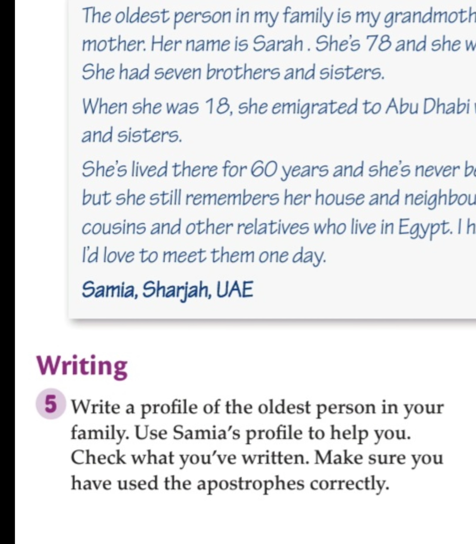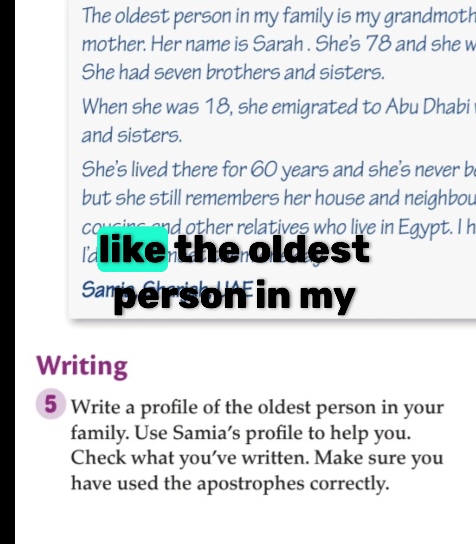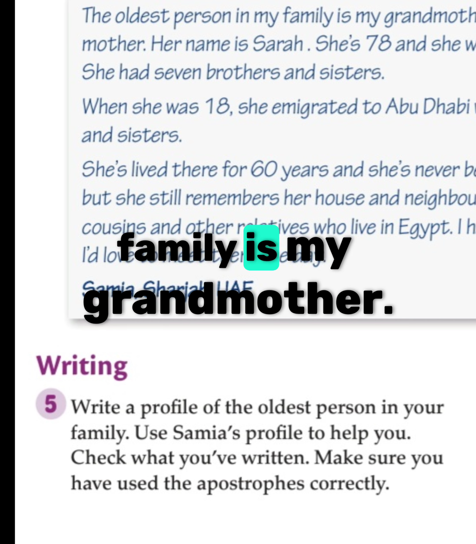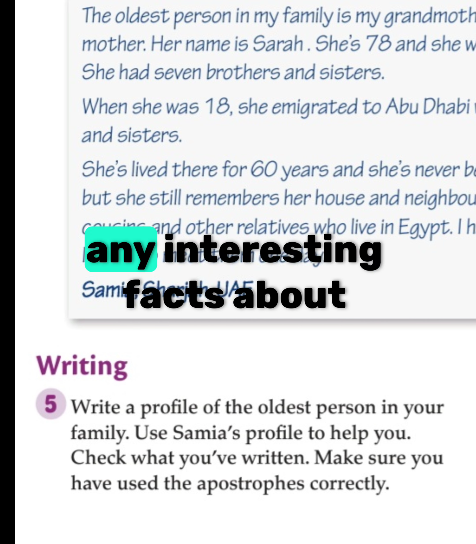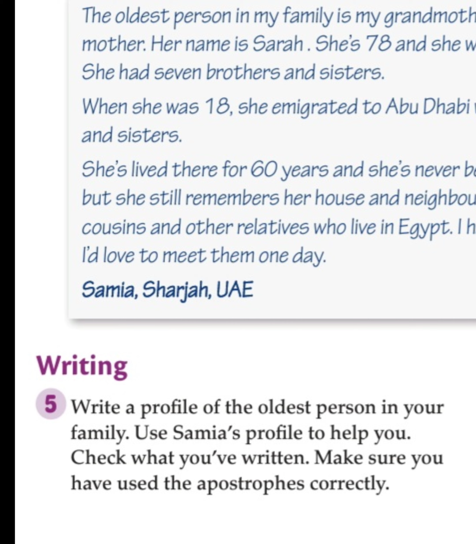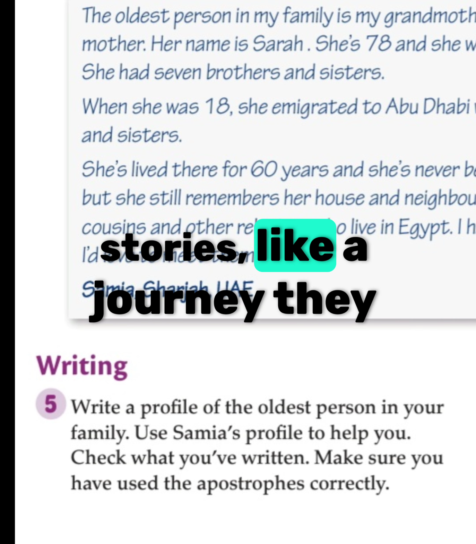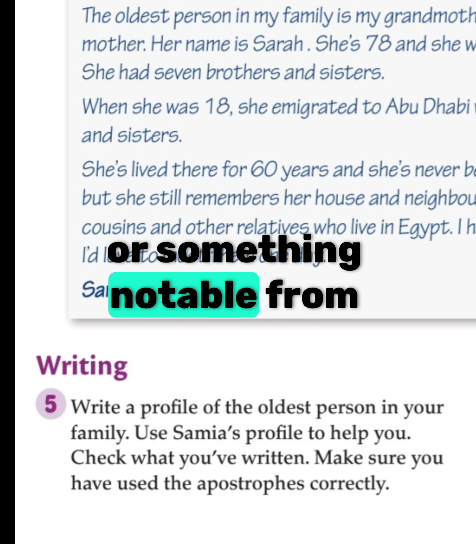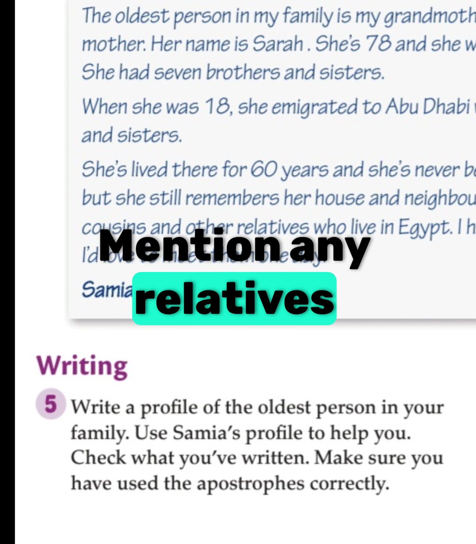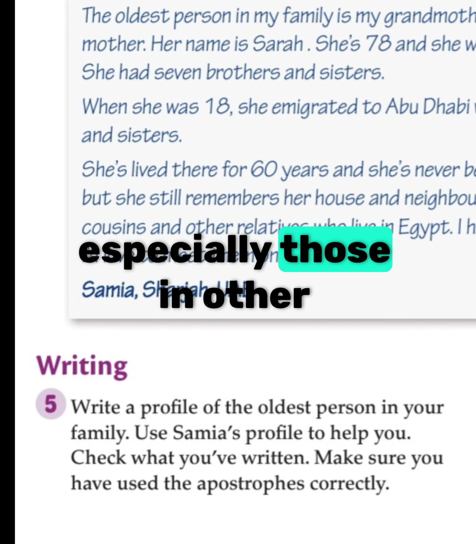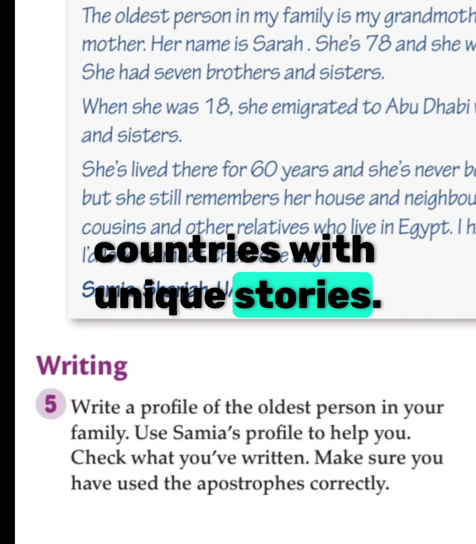Introduction. Start by introducing the person, like, the oldest person in my family is my grandmother. Background. Describe their birthplace and any interesting facts about their life. Memories and stories. Share memorable stories, like a journey they took or something notable from childhood. Connections. Mention any relatives connected to them, especially those in other countries with unique stories.